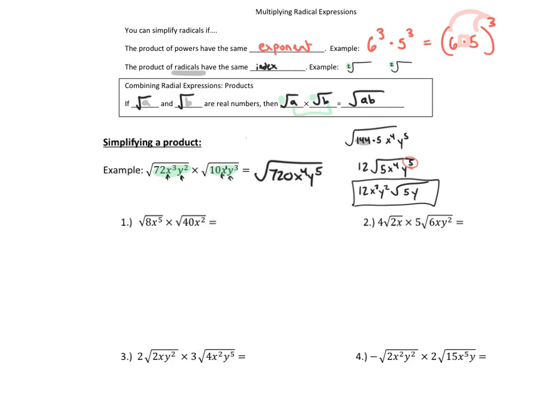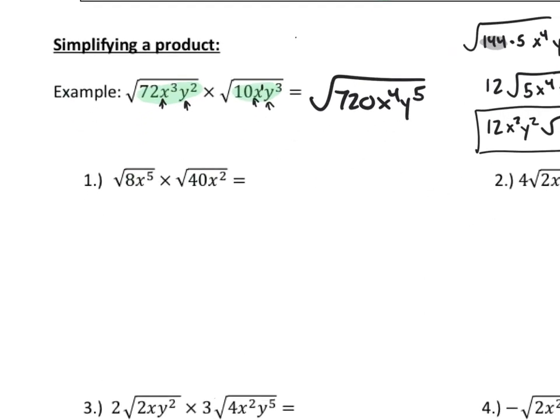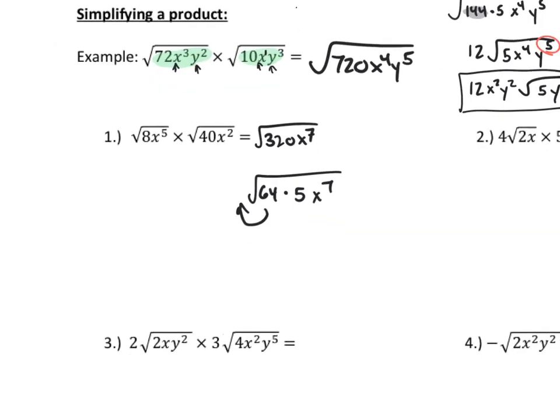And if you need to rewatch that, or go back to the last page and rewatch that, give it a try. The first step here, though, is to multiply the inside pieces. So here we'll get a 320 x to the 7th power. If you divide 320 by perfect squares, eventually you'll find that 64 goes into it. 64 times 5. We'll square root the 64 to get an 8.